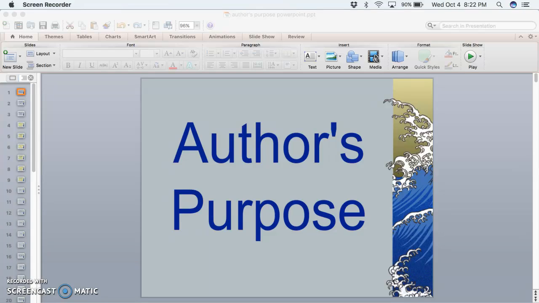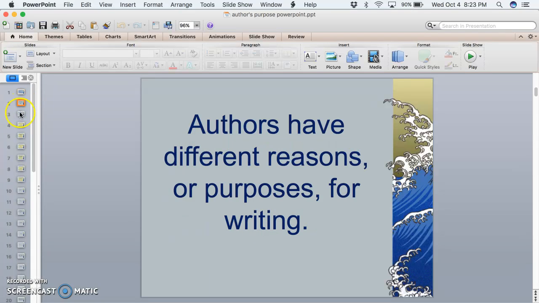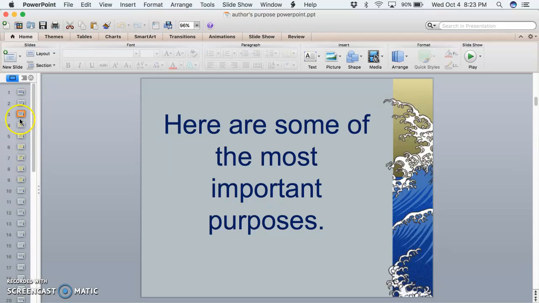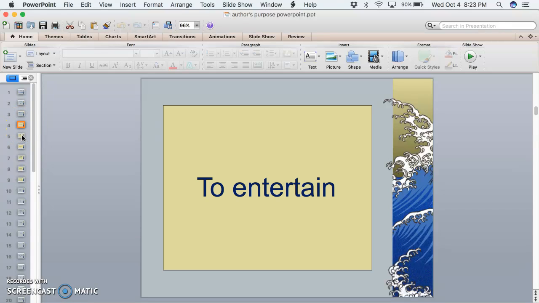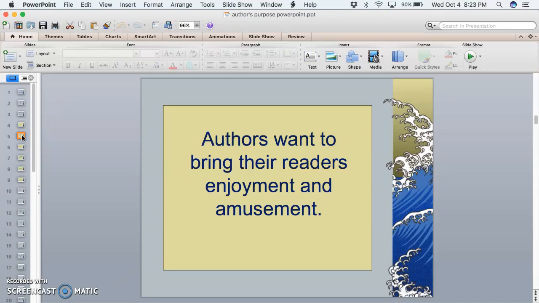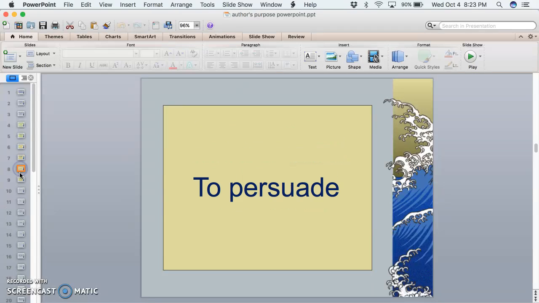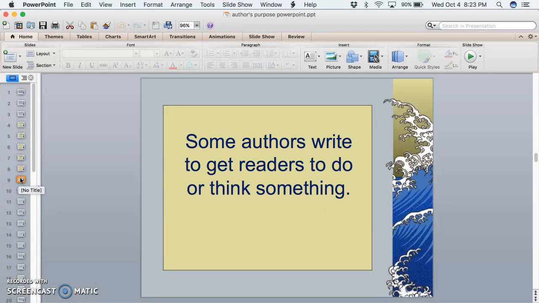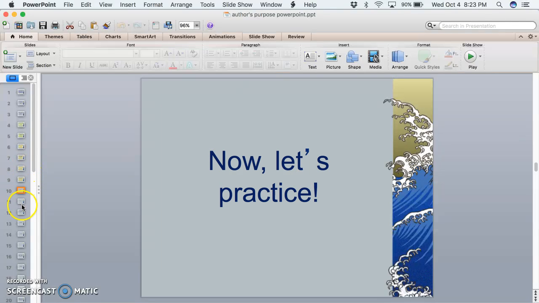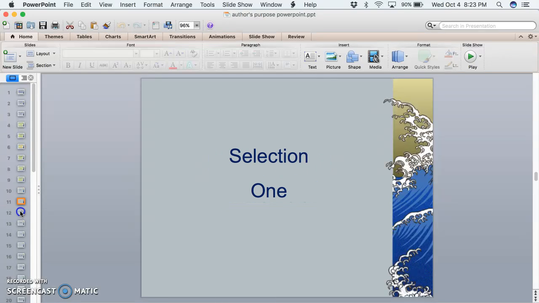The next resource I'm going to evaluate this evening is a PowerPoint. This is a PowerPoint we use in our classrooms to review author's purpose. So it starts out by going through what the author's purpose is, and then it gives them the 3 most important purposes and what they mean. So after they go through and review the 3 purposes for writing, they have practice time.